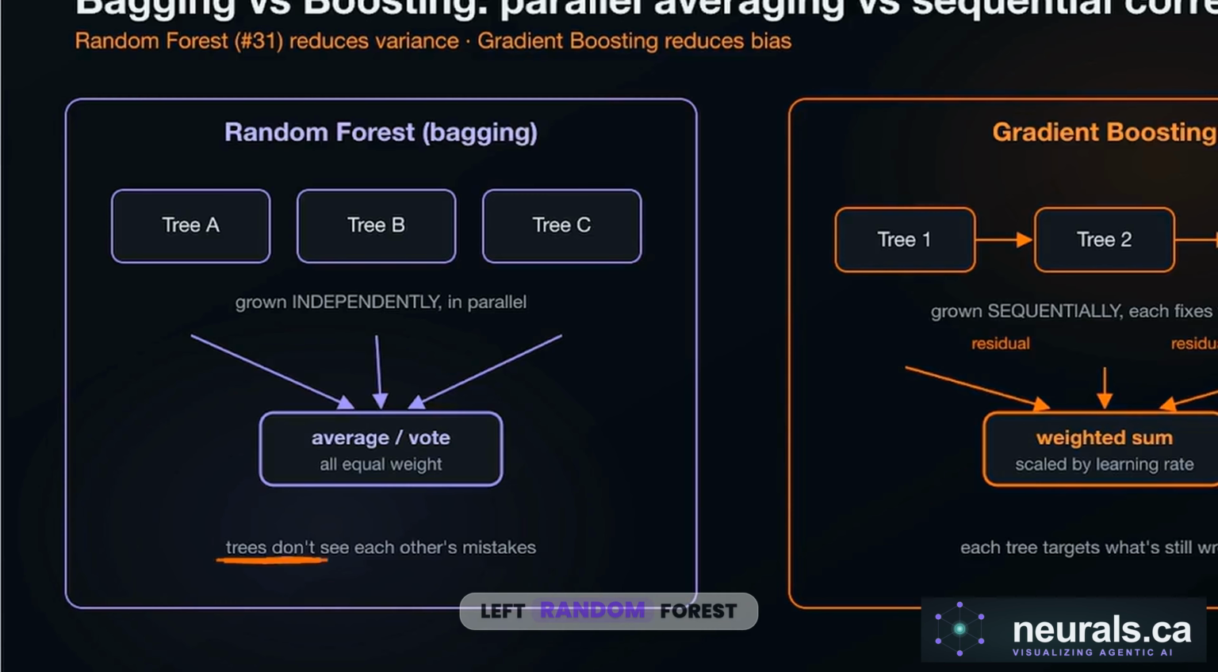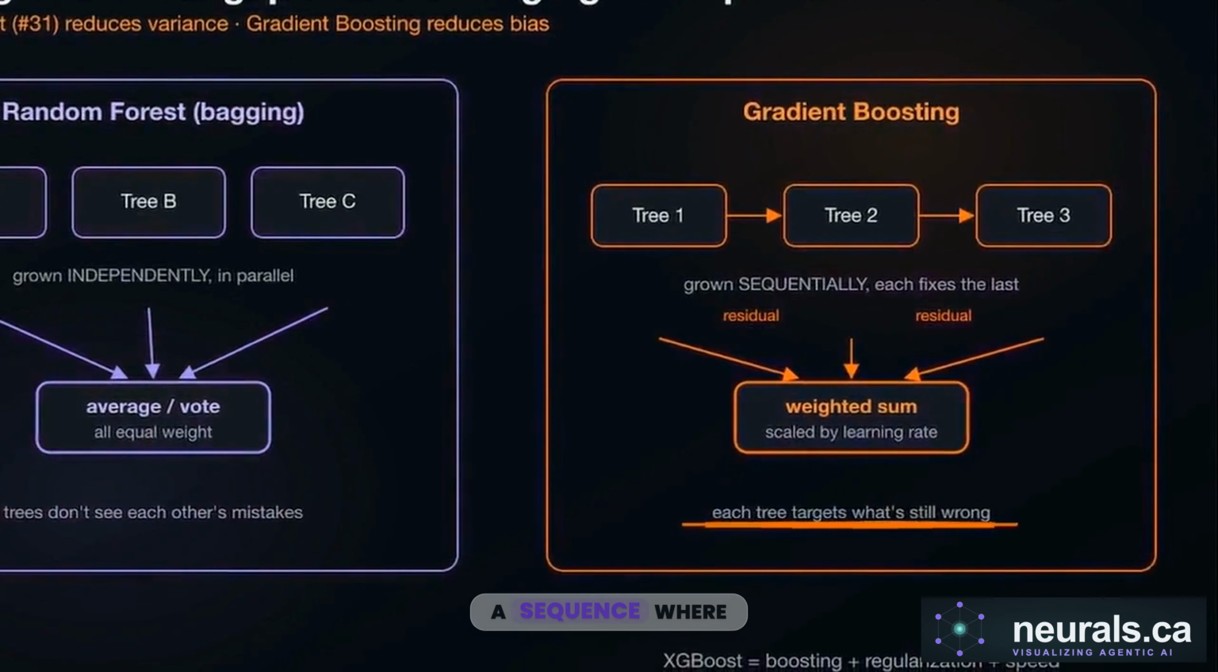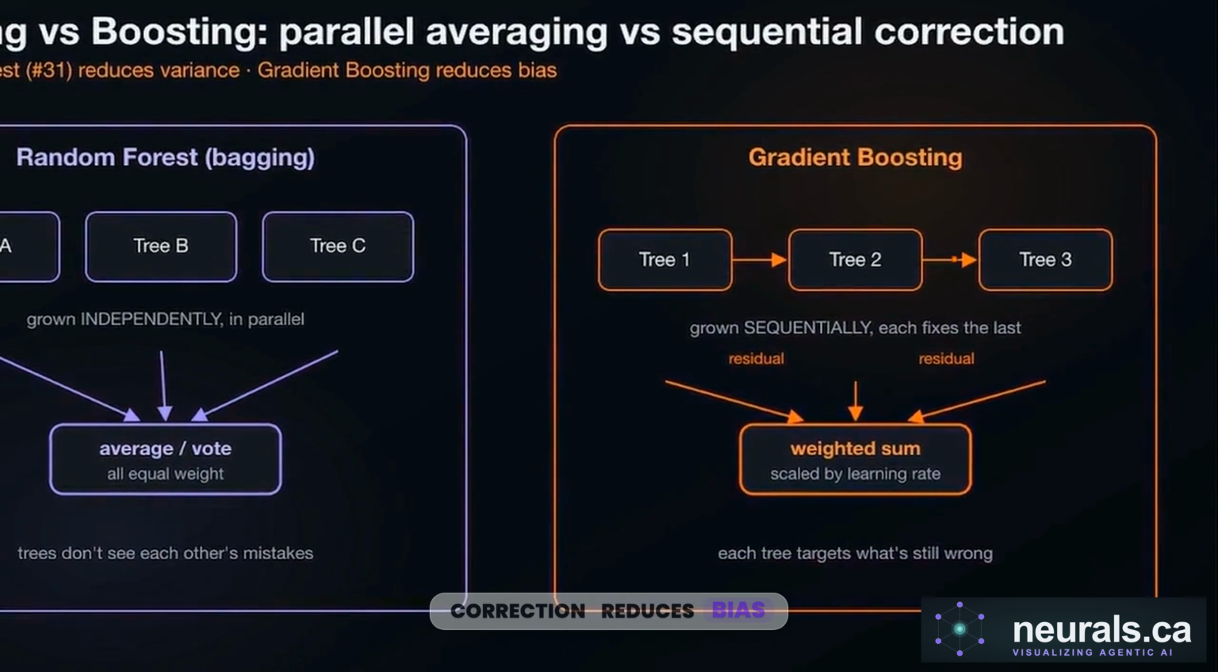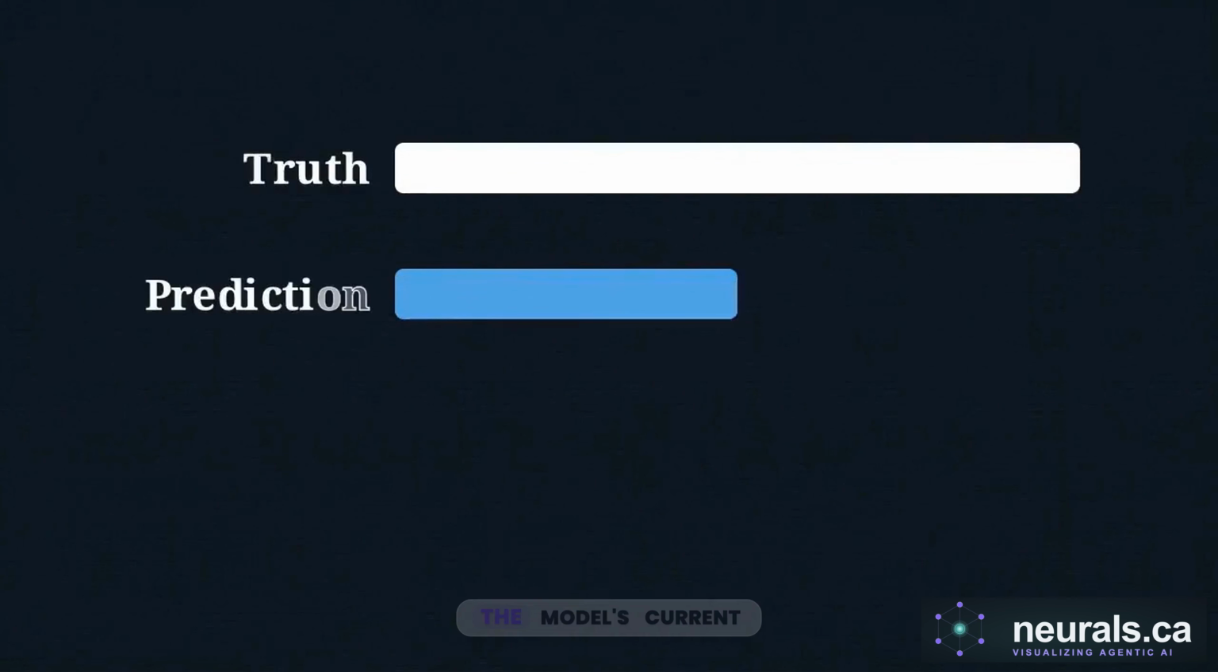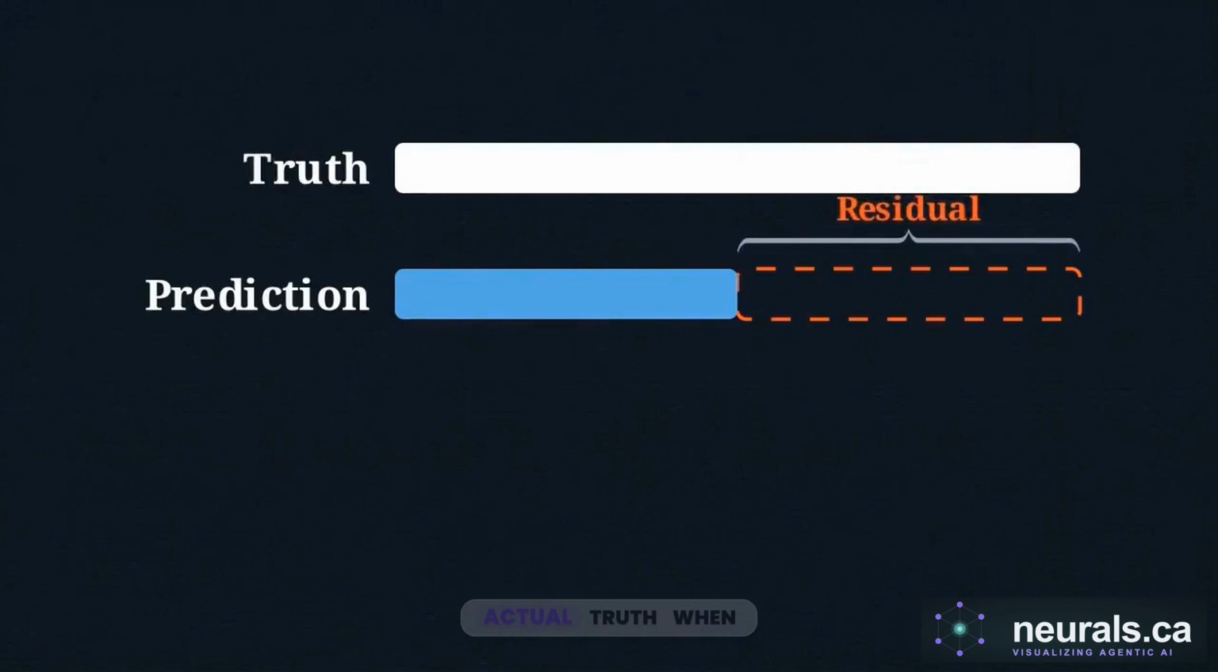On the left, random forest uses parallel trees that don't see each other's mistakes. Gradient boosting uses a sequence where each tree targets what is still wrong. This sequential correction reduces bias. Notice the orange arrows passing the residual from tree to tree. A residual is the mathematical difference between the model's current prediction and the actual truth.